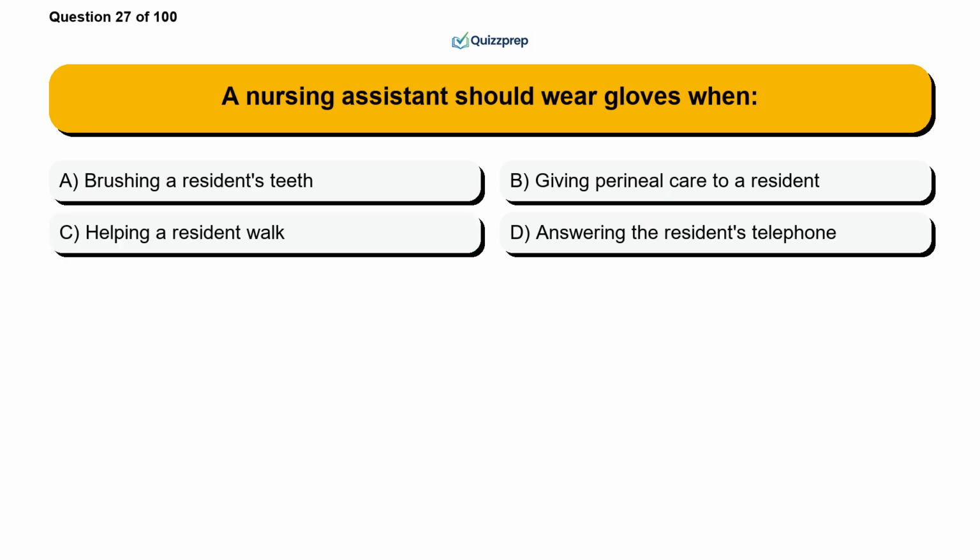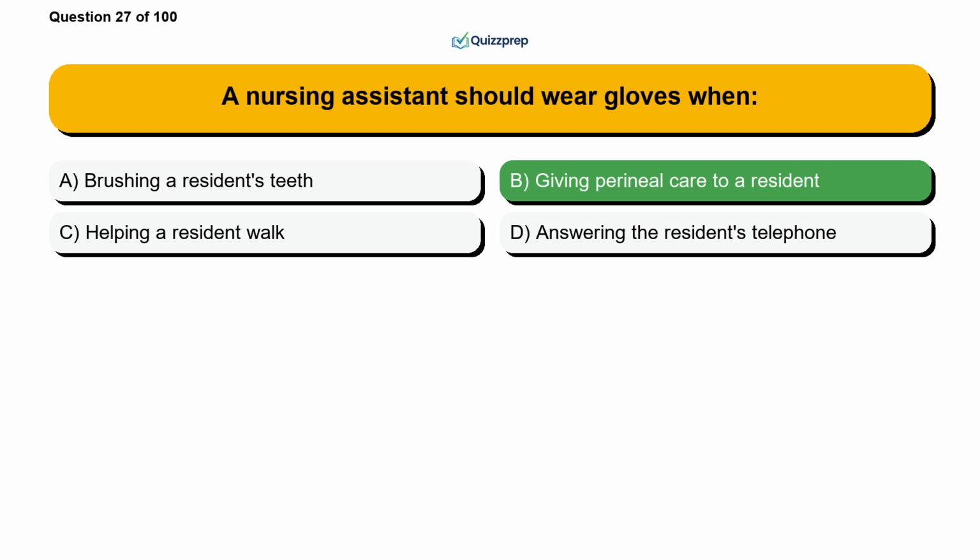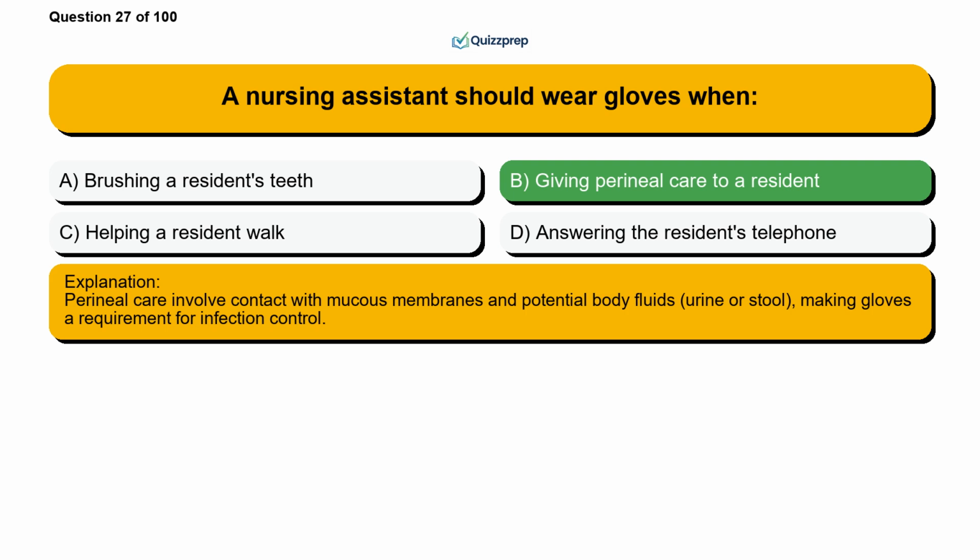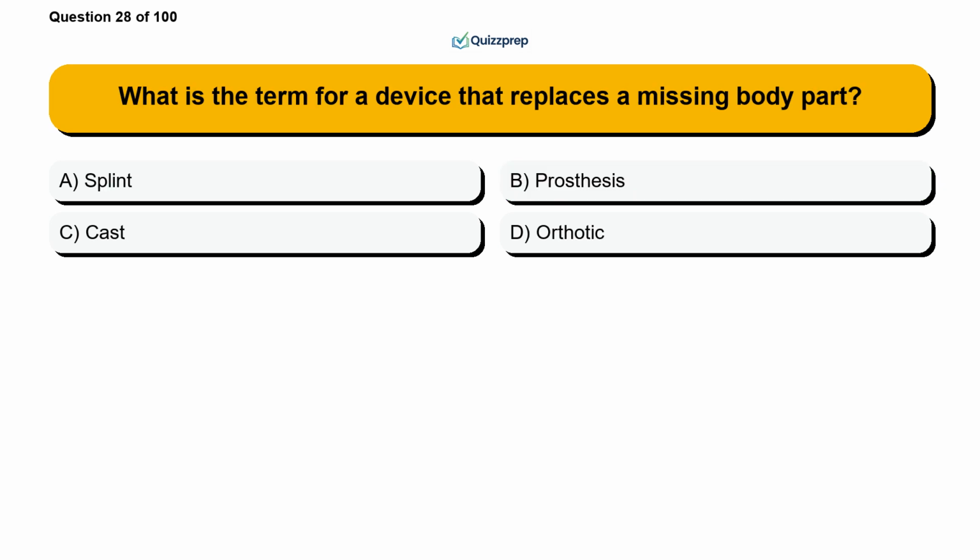Question 27. A nursing assistant should wear gloves when: Option A, brushing a resident's teeth. Option B, giving perineal care to a resident. Option C, helping a resident walk. Option D, answering the resident's telephone. The correct answer is option B, giving perineal care to a resident. Perineal care involves contact with mucous membranes and potential body fluids, urine or stool, making gloves a requirement for infection control.